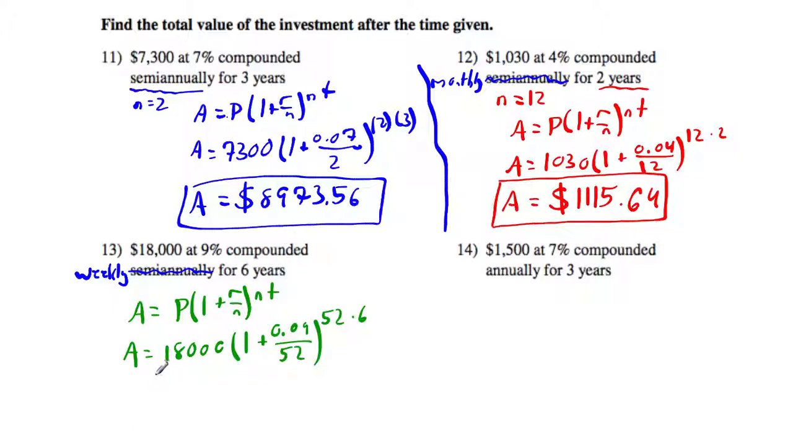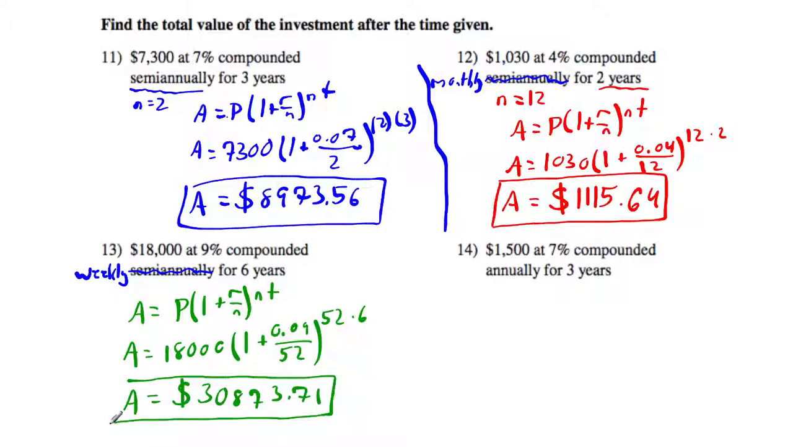And so this is actually going to be a hefty amount here. So this is 30,873.71. So after 6 years, we've almost doubled our initial investment just in compounding at 9%. So that's pretty good. Very rare though, very rare. You won't see savings accounts like that.